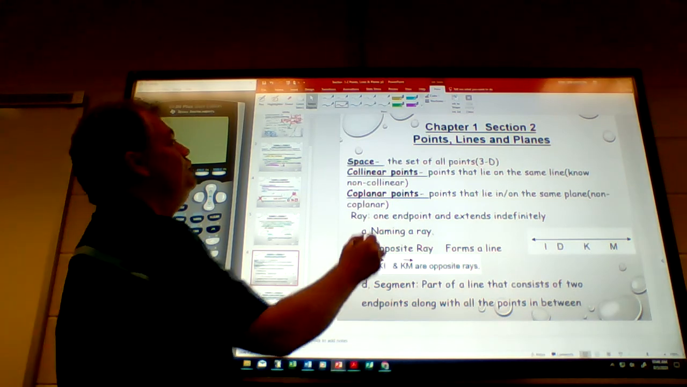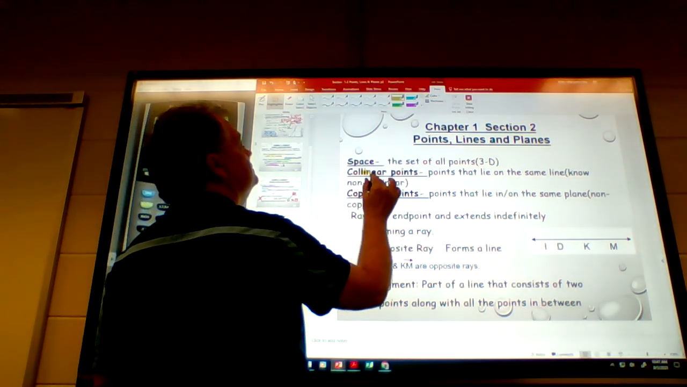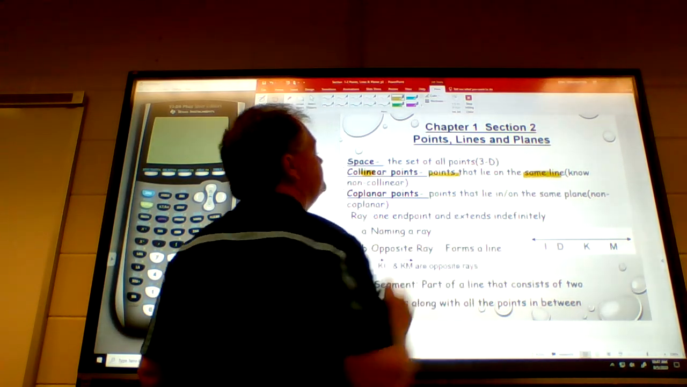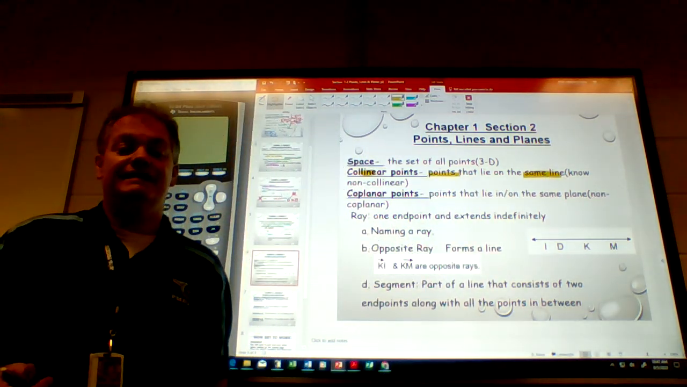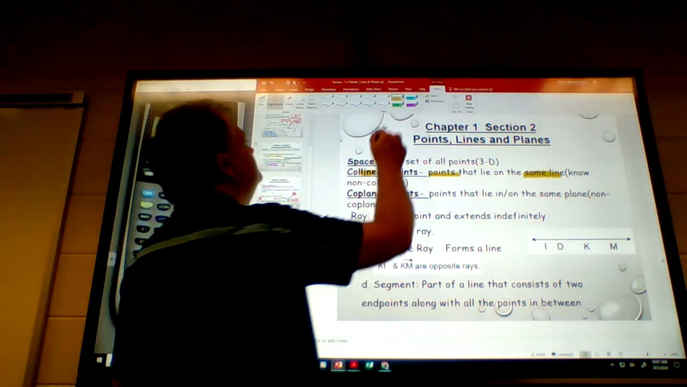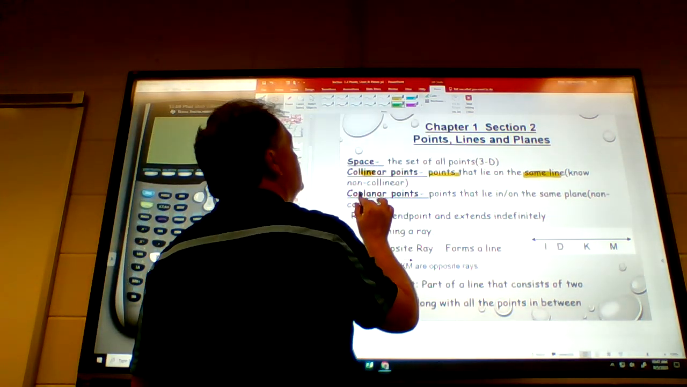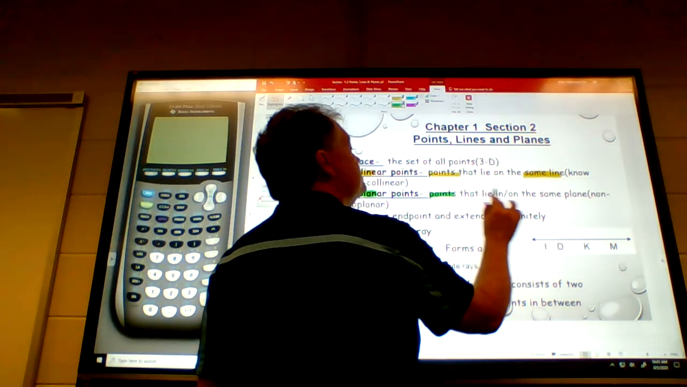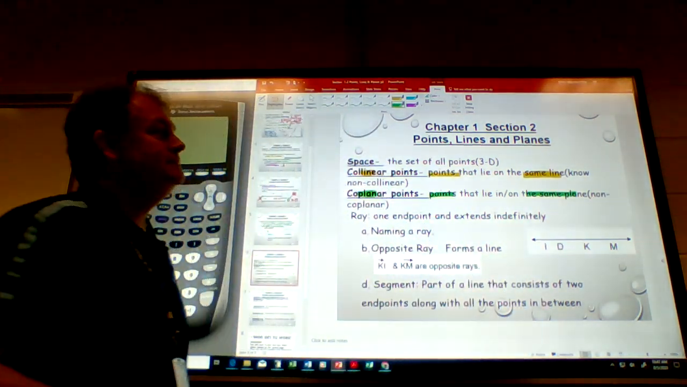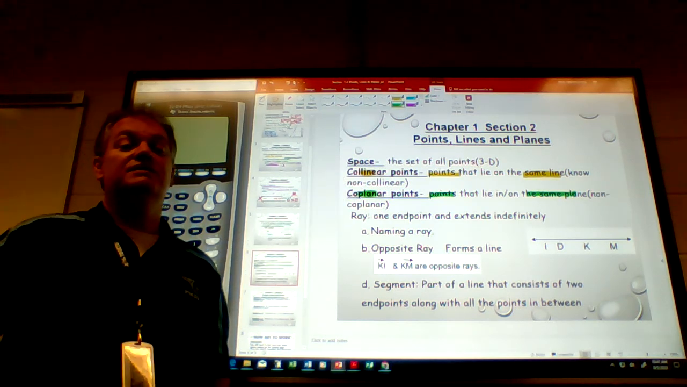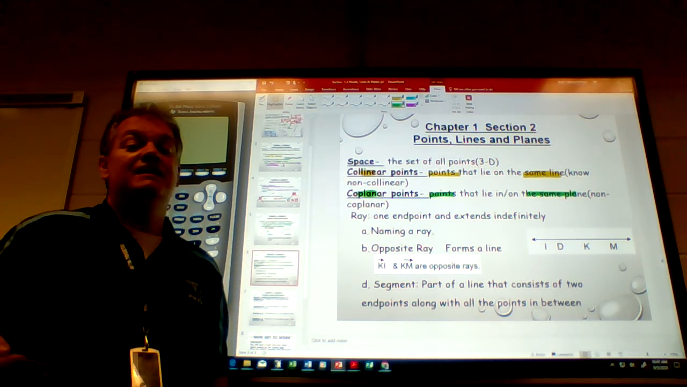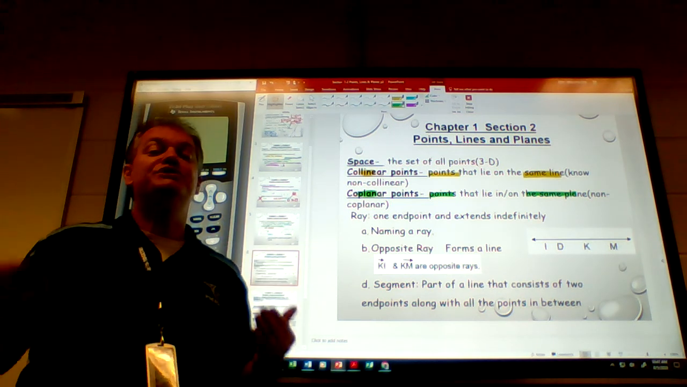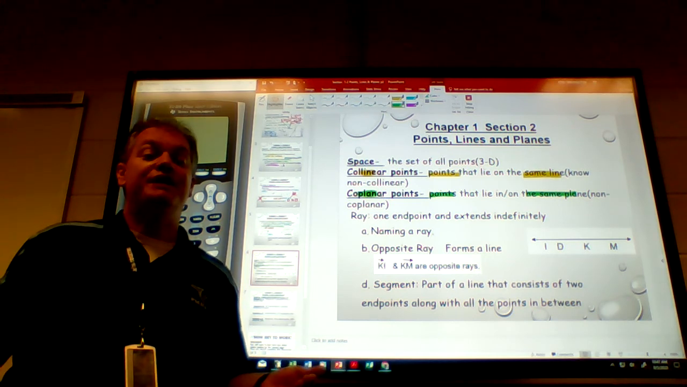Collinear. Now, here's the thing about collinear. There's the word line in it. Points on the same line. Coplanar: points on the same plane. Non-collinear, of course, means not on the same line. Non-coplanar means not on the same plane. These are all terms you need to know for the quiz, and for the chapter test.